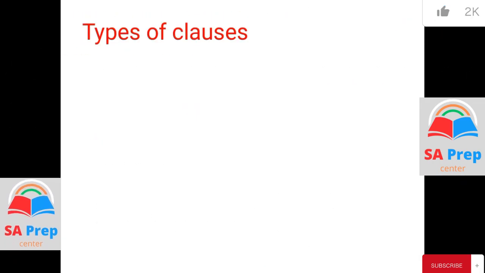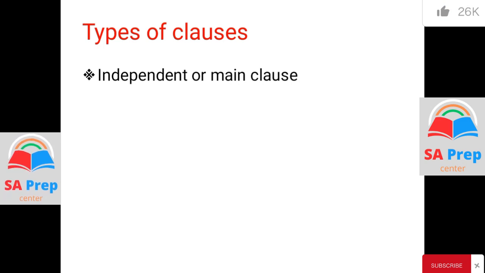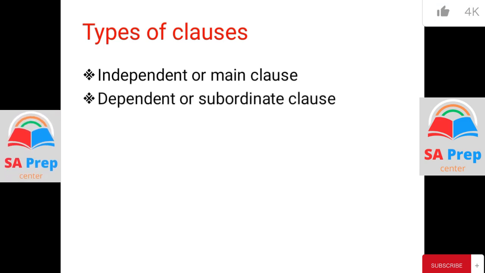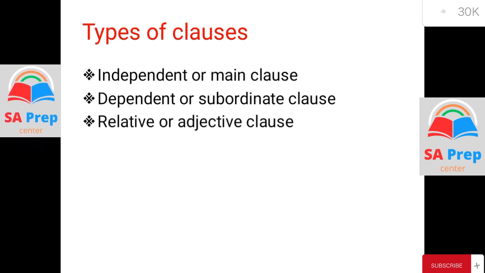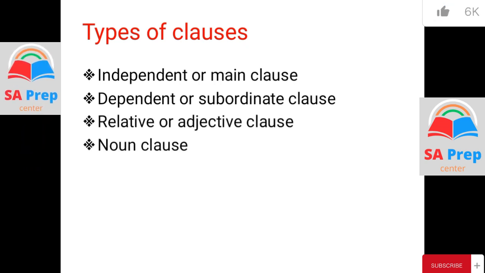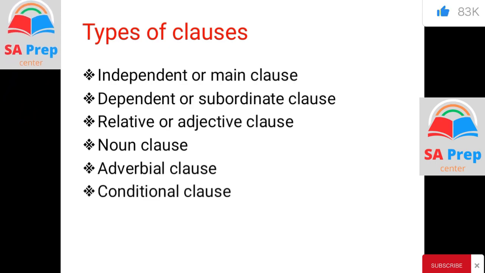Moving towards its types, there are 6 types of clause. First is independent or main clause. Second one, dependent or subordinate clause. Third is relative or adjective clause. Fourth one, noun clause. Fifth one, adverbial clause. And sixth one, conditional clause.